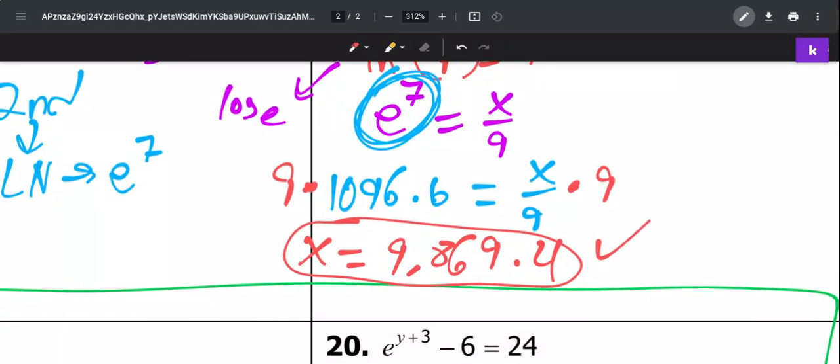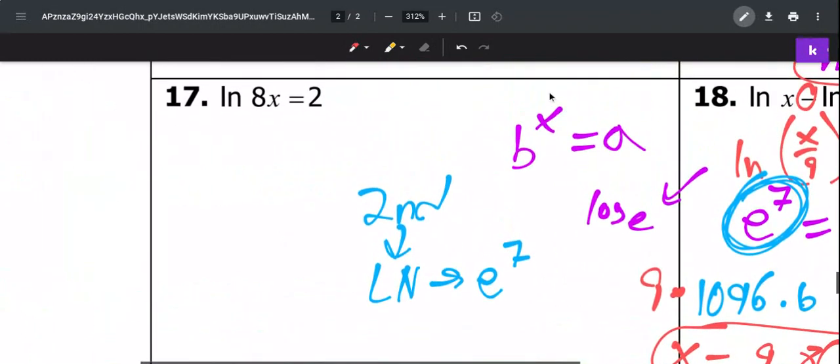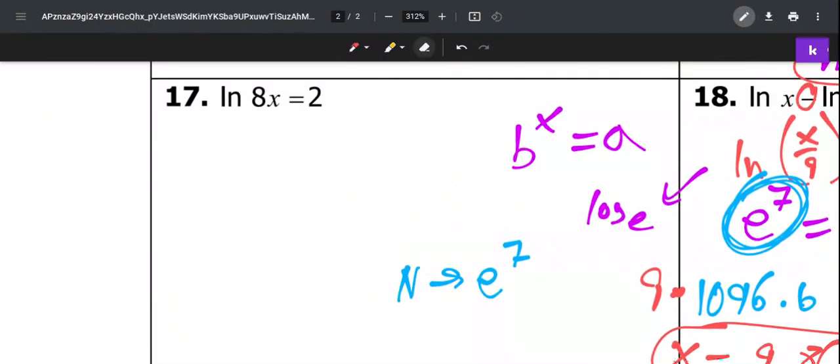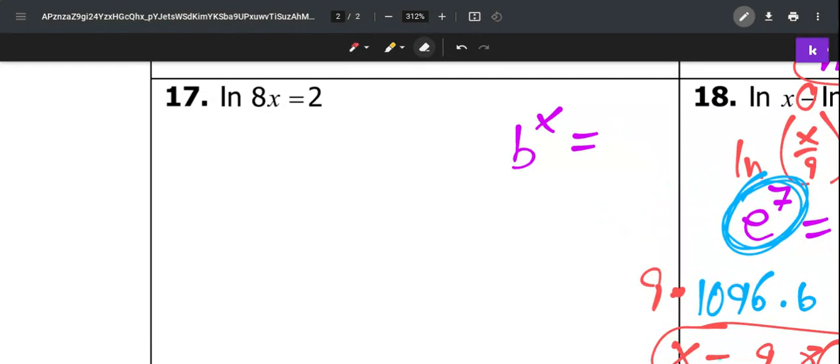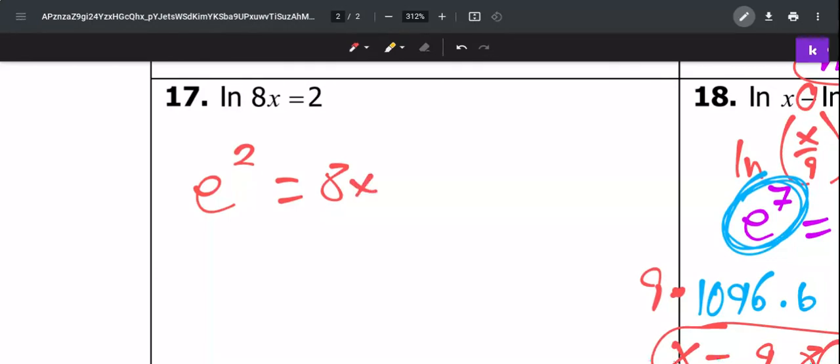Let's go back. Let's just do 17 so we can see it. 17 is a little bit easier, but still the same concept. Type 2, logarithm on one side, except now we need to know that the base of this natural log is e. So I'm going to write this as e to the second equals 8x. E to the second, I'm going to plug in my calculator. It is 7.4 equals 8x.